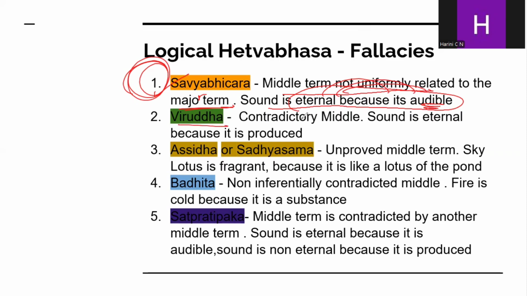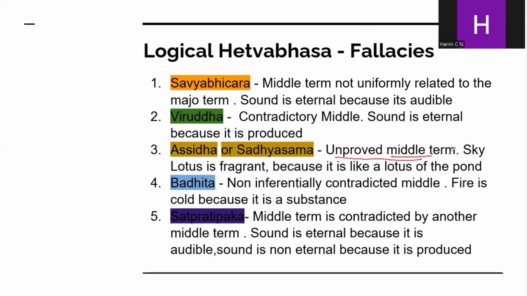Viruddha means a contradictory middle. Sound is eternal because it is produced. How can sound be eternal when it is produced? These are contradictory terms: the word eternal and produced are contradictory. The next one is Asiddha, sometimes called Sadhyasama. Whenever they ask with any one of the words for this, the meaning remains the same. It's called the unproved middle term.